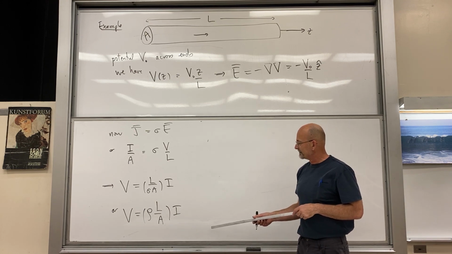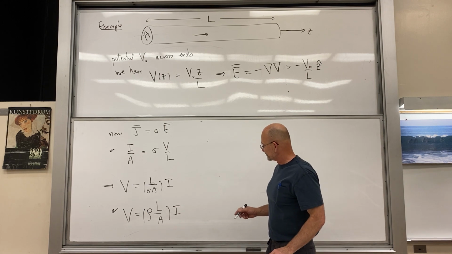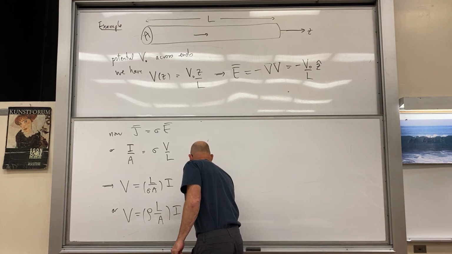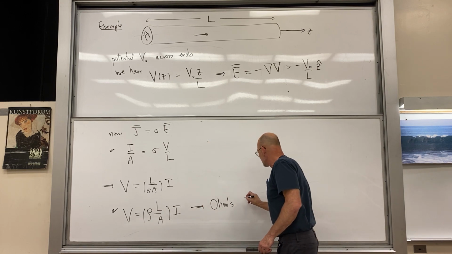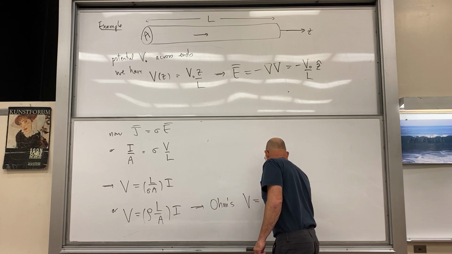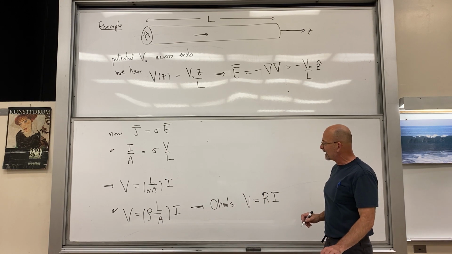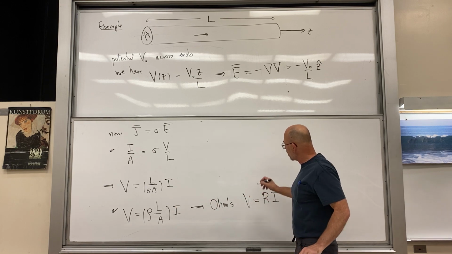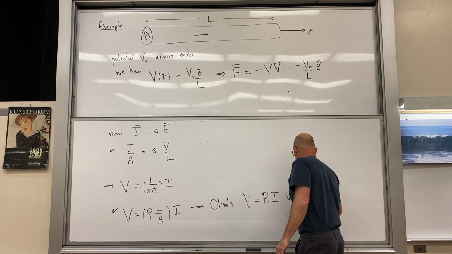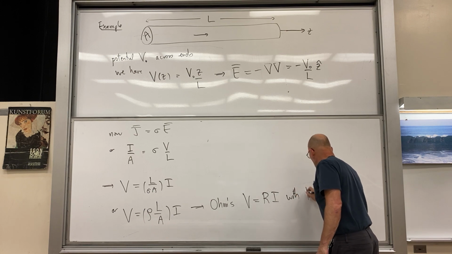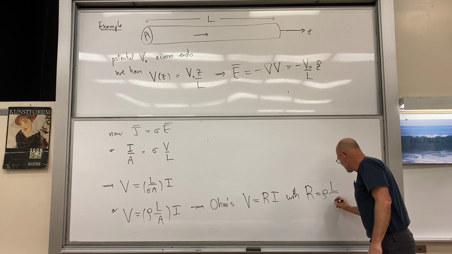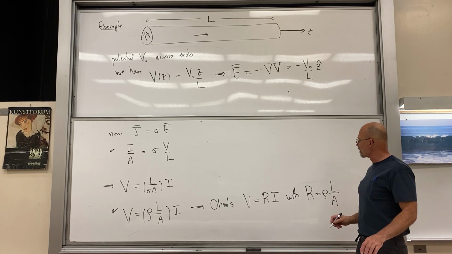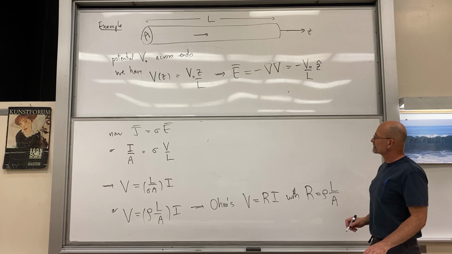Okay. So this is a nice form. And that again, of course, is Ohm's law, in the simple form, the way we first encountered it, V is equal to RI. And again, we have this expression for R, with resistivity, a material property, proportional to the length, inversely proportional to the cross-sectional area. Okay. Good.